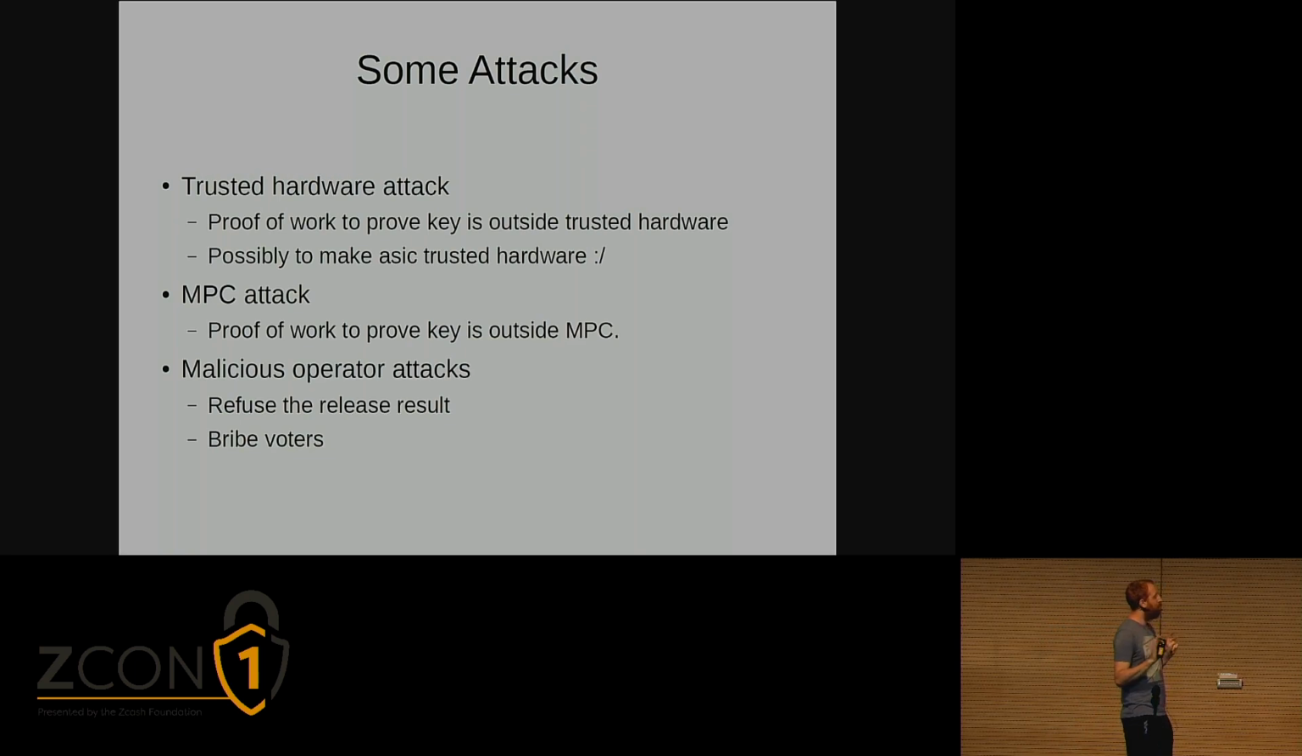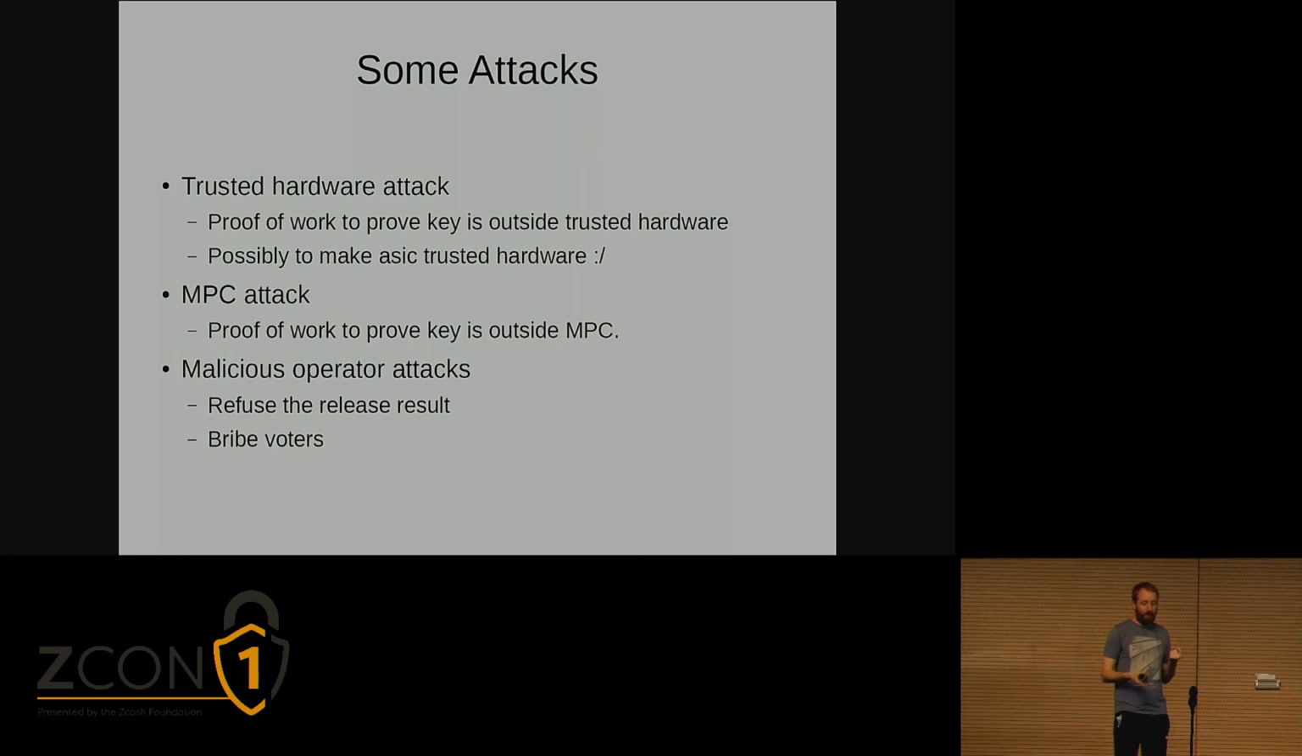Some solutions to these attacks is to force every user to produce a proof of work that proves that their key material was not inside trusted hardware at a certain time. You come up with this proof of work that you force all the users to do, and then you use a SNARK to prove that they did the proof of work. You assume that because they did this proof of work, which was designed to be difficult to do inside trusted hardware and inside MPC, their key was available then.